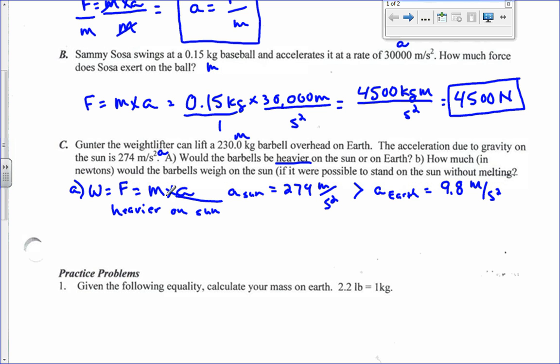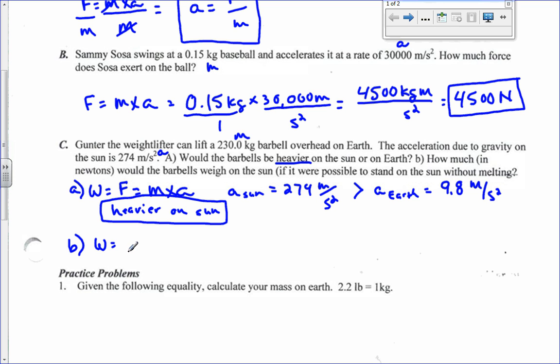And then B, how much in newtons would the barbells weigh on the sun if it were possible to stand on the sun without melting? Because you always have that one kid in class. Yeah, exactly.